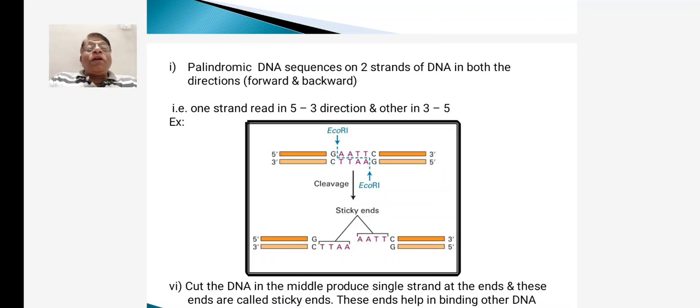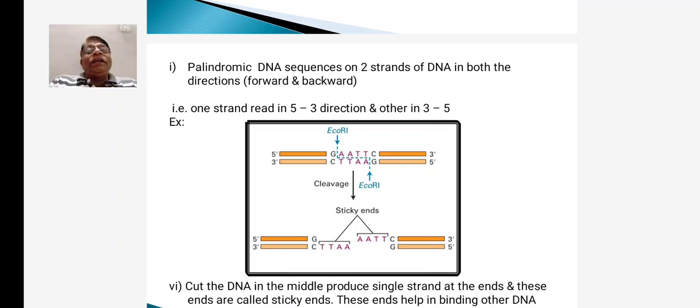Similarly, palindromic DNA is GAATTC, on one of the strands in the 5' to 3' direction. In the other strand, it is 3' to 5'. You can see now, GAATTC in the backward direction.